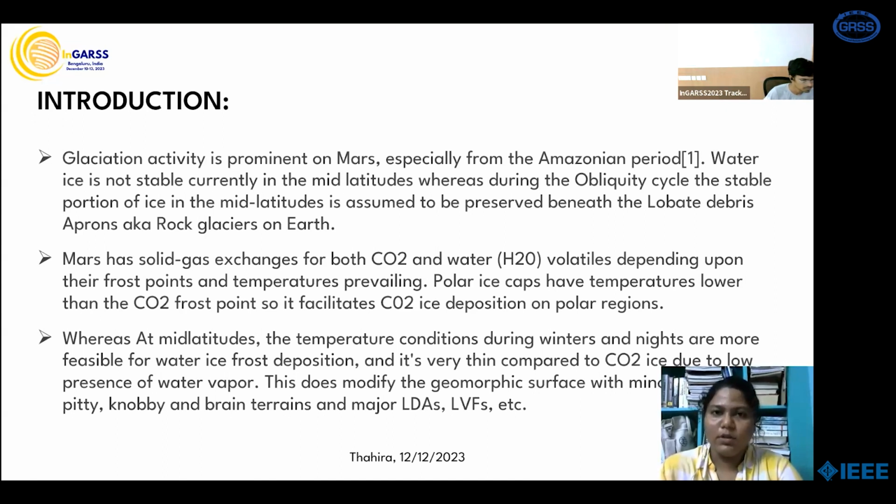So there's a possibility for all these facts. This does modify the geomorphic surface with minor and major terrain patterns. Minor ones are like pitted terrain, knobby and brain terrains, etc. And major ones are like LDAs and LVFs. LDAs means lobate debris aprons, and LVFs means lineated valley fills, etc.